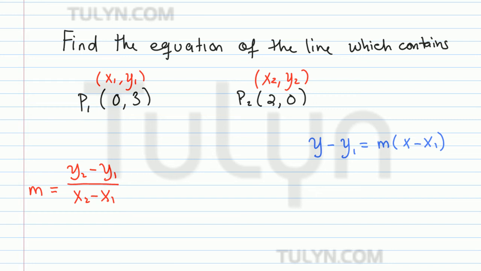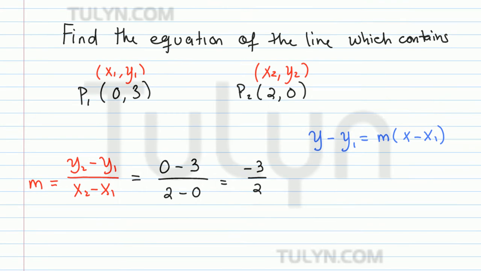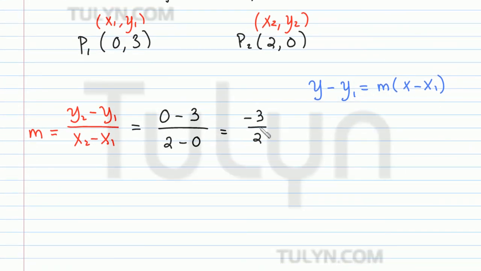So now, substituting, we have y2, which is 0, minus y1, which is 3, over x2, which is 2, minus 0. So this becomes negative 3 over 2, which we can't simplify anymore. So that's the slope. So now since we have our slope, and we have our x1 and our y1, we can just plug it into our formula.